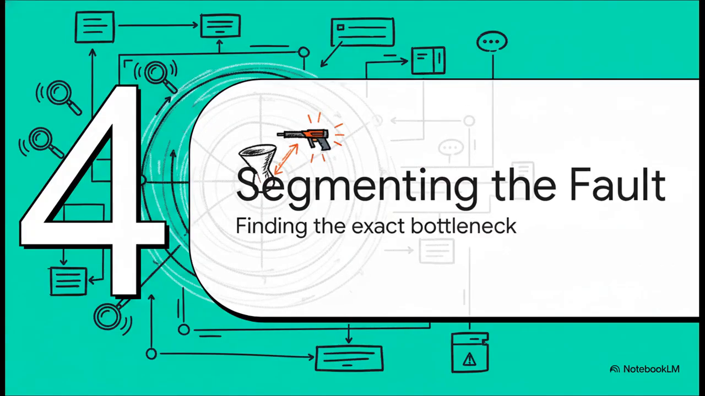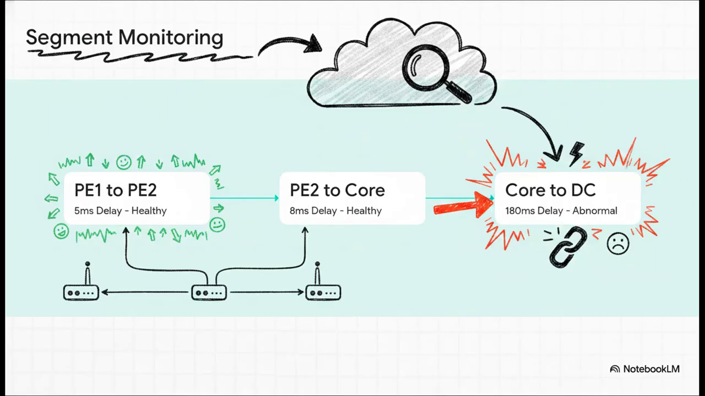Section 4, segmenting the fault, or how we hunt down the exact bottleneck. This is where we build our investigation strategy. Say an ERP system is slow. If we just do a standard end-to-end ping from the user straight to the data center, we might see a total delay of 193 milliseconds. Cool, we know it's slow, but we have no idea where it's slow.